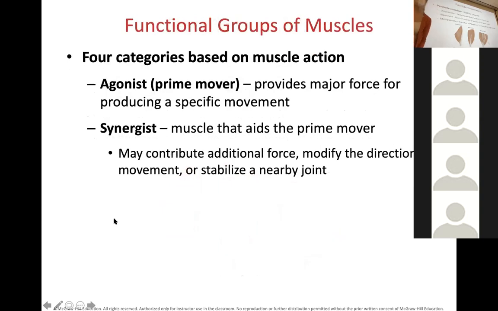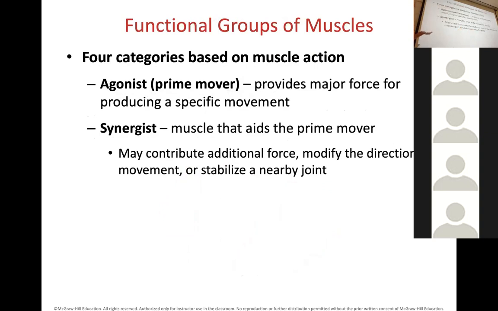Into something that's a little bit more understandable or applicable maybe. There's 4 different functional groups of muscles depending on what they do, and it can kind of change depending on what the movement is that you're talking about. So the first 2 are the agonist and the synergist. So the agonist is the prime mover. It's the muscle that's doing most of whatever motion you're talking about.